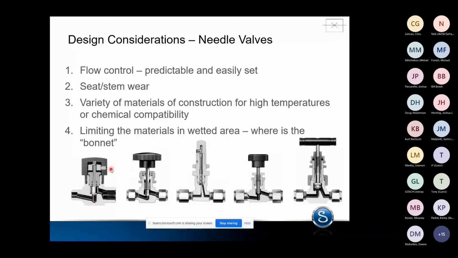Over time, if you start seeing that device give a different reading, you know that something's going on either at the seat or at the stem, that you're not getting that same predictable orifice that you're trying to set.